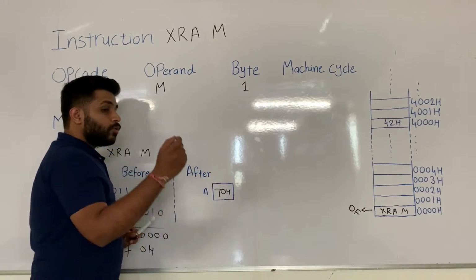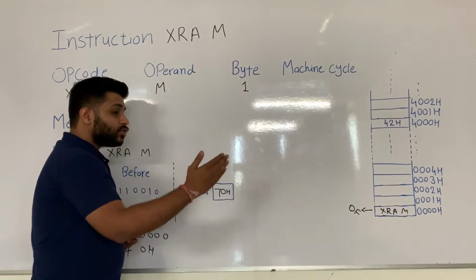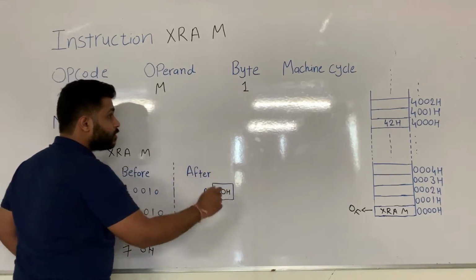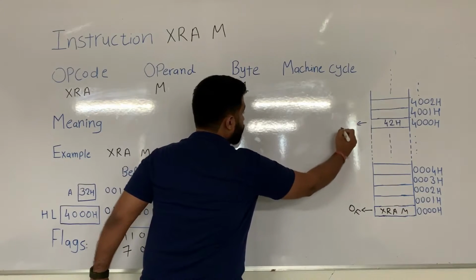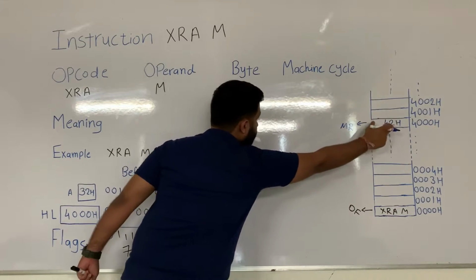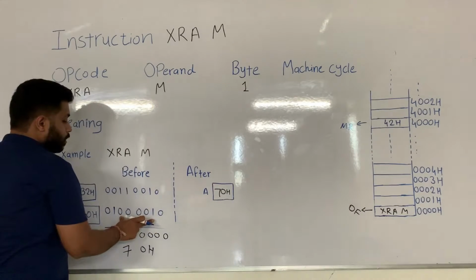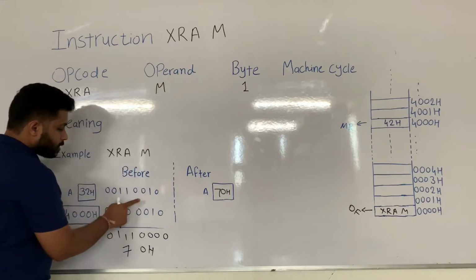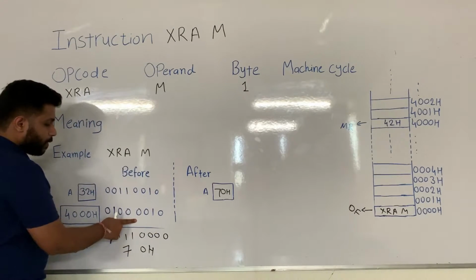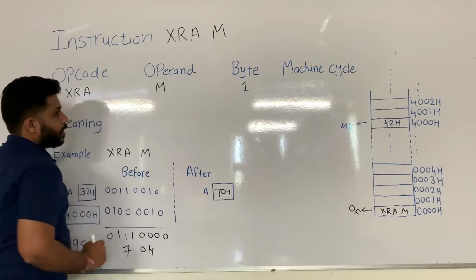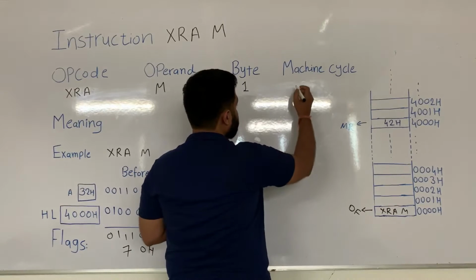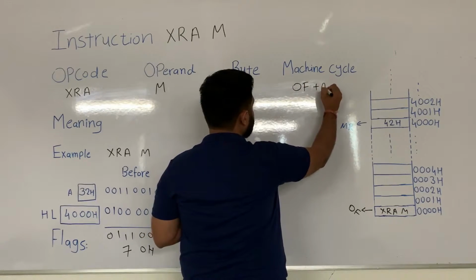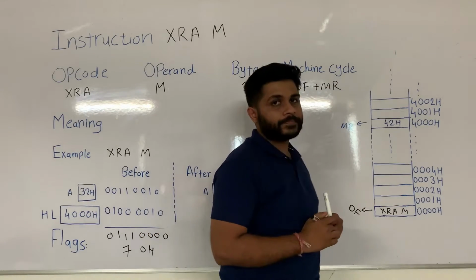So to execute, the processor has to first transfer the data which is present in the memory location. When the processor performs the memory read, the data will be transferred to the microprocessor. After that, the processor will perform the XOR operation and the data will be stored in the accumulator. So in this case, 2 machine cycles will be required, that is opcode fetch plus memory read.